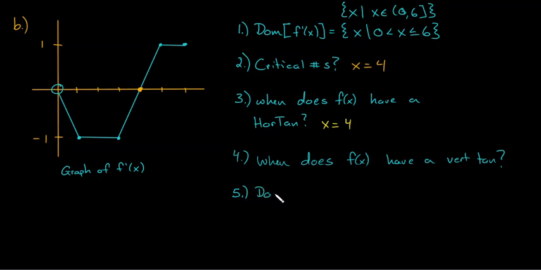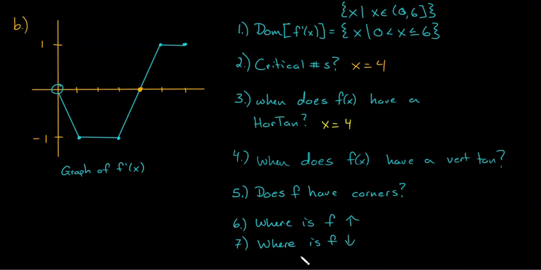Would that be the endpoint? Does f have corners? Yeah, or no. A corner is a sharp turn. 6. Where is f increasing? 7. Where is f decreasing? I'm sorry, I'm at the bottom of my page, which is why I'm squishing these all together. 8 is where is f constant?